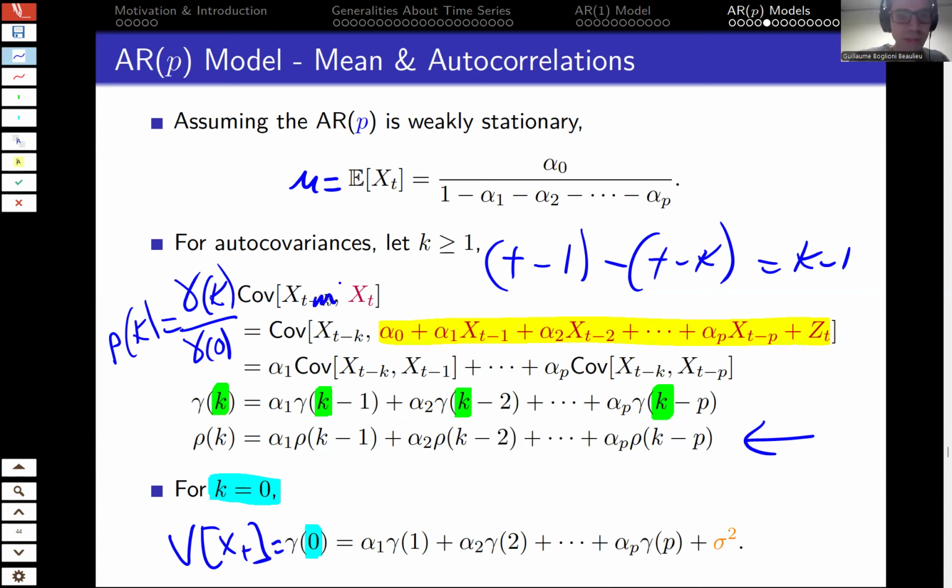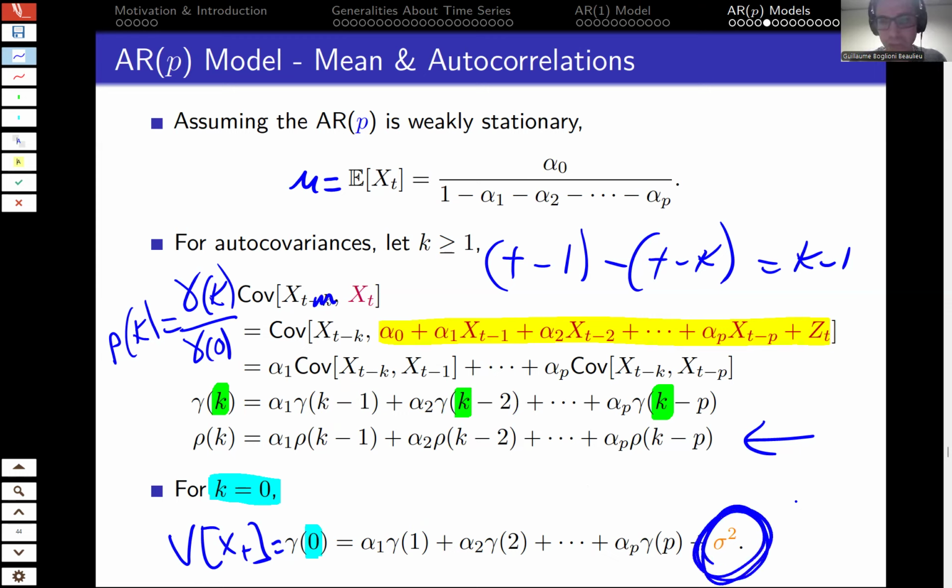If k is 0, I'm just finding the covariance between xt and itself. Everything is still valid. You will still have this, but with a k of 0. Now, if k is 0, of course, you have gamma of minus 1, but I think that gamma minus 1 is gamma 1. Yes, something we've seen before. This explains the gamma 1 here. And then again, you have gamma minus 2. This is just gamma 2, and so on.